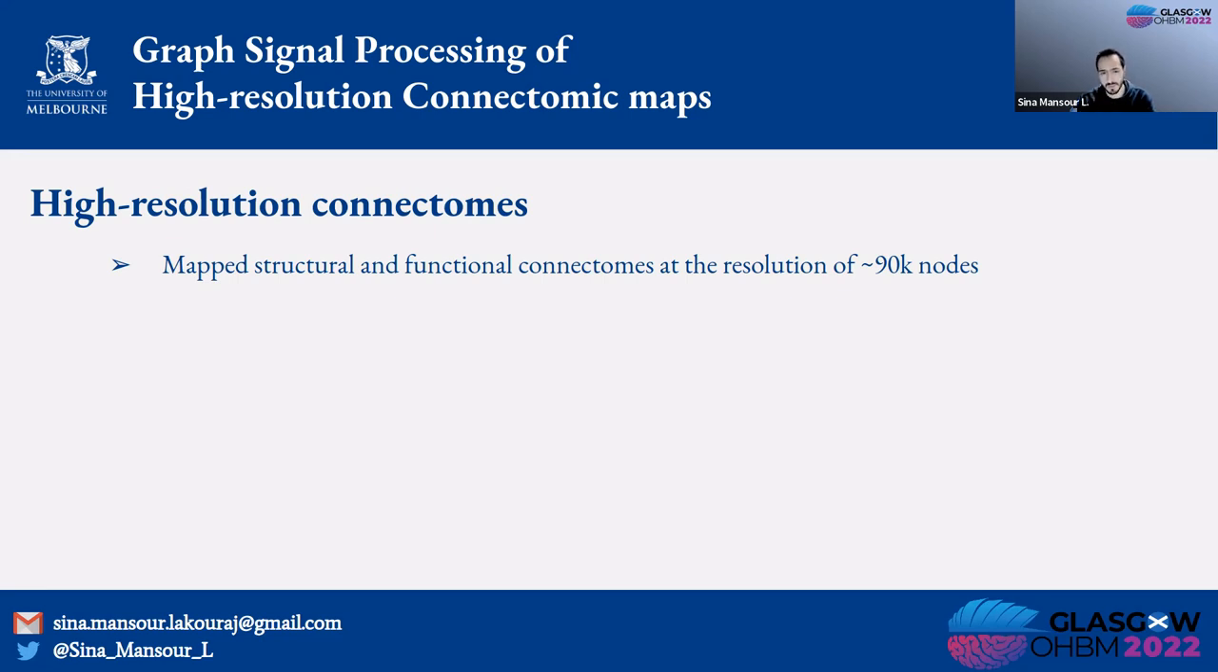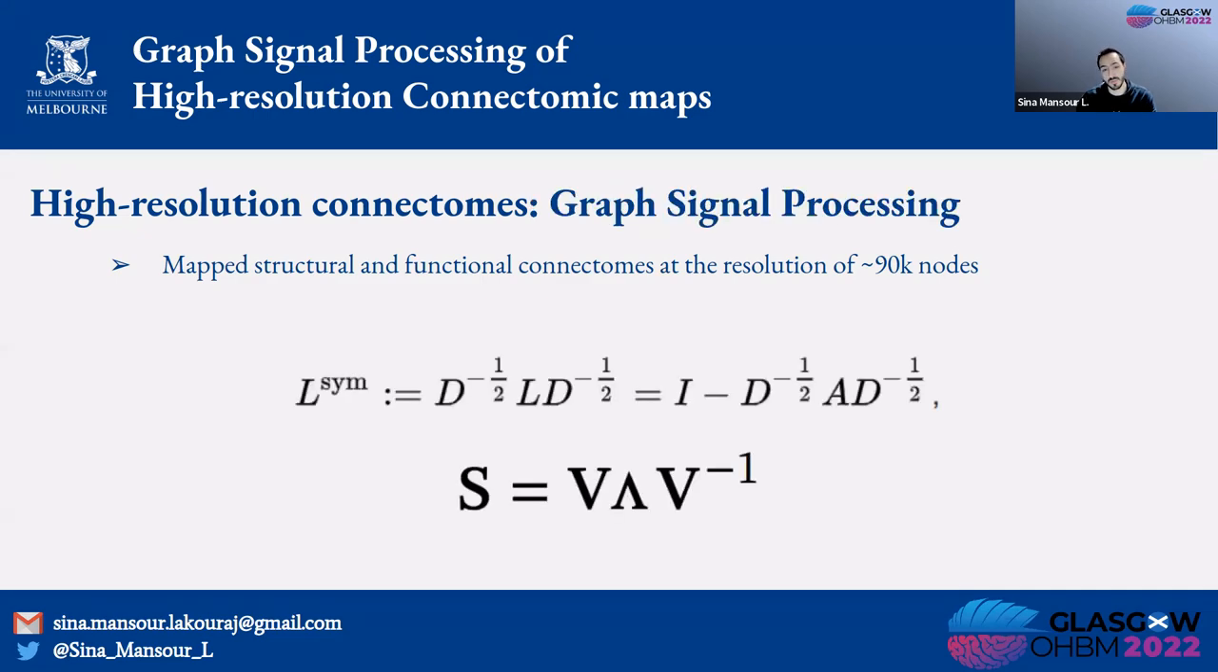So we mapped both structural and functional connectomes at the resolution of about 100,000 nodes, which constitute the cortical brain regions using the cortical surface, as well as the cerebellum and the subcortex in a volumetric representation. We mapped these connectomes for every individual in the Human Connectome Project, and then we intended to perform graph signal processing. So we first computed a group average structural connectome in high resolution, and then we used eigen decomposition to compute the first 1,000 eigen components of the graph shift operator.